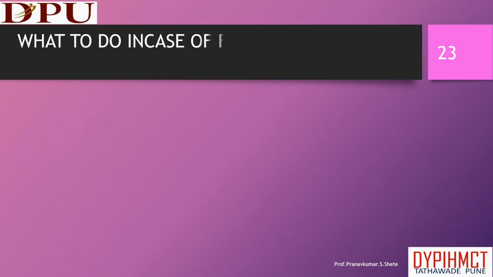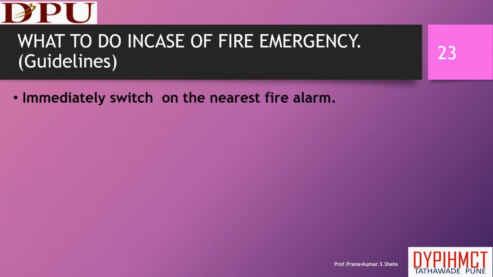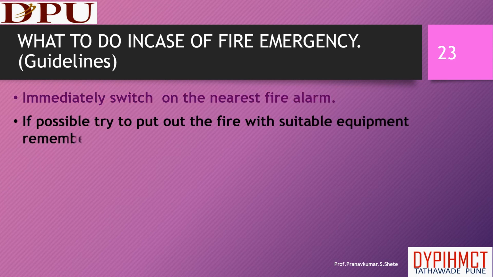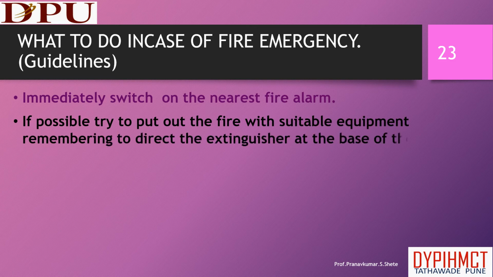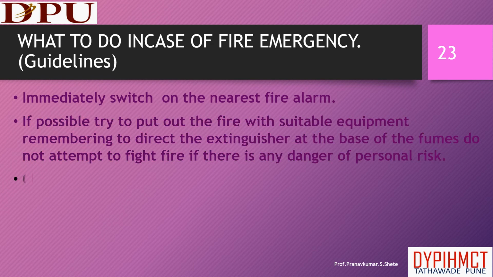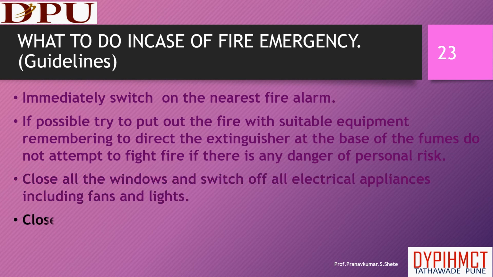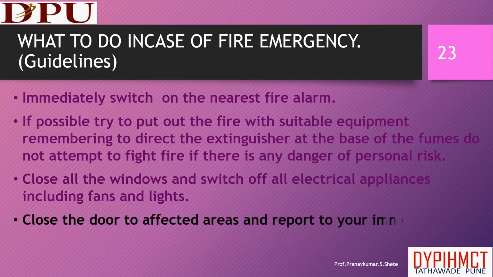What to do in case of fire emergency. Guidelines. Immediately switch on the nearest fire alarm. If possible, try to put out the fire with suitable equipment, remembering to direct the extinguisher at the base of the flames. Do not attempt to fight fire if there is any danger of personal risk. Close all the windows and switch off all electrical appliances including fans and lights. Close the door to affected areas and report to your immediate supervisor for instructions.